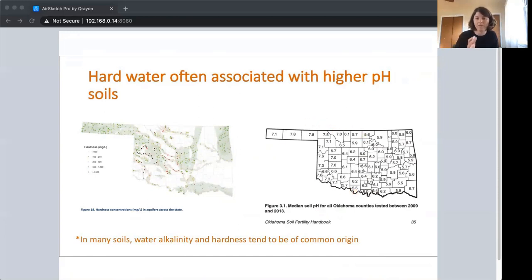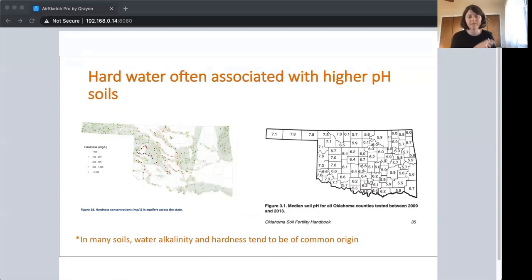The western half of the state tends to deal with these alkaline soils, greater than pH of 7. And you see this note at the bottom that in many soils, water alkalinity and hardness tend to be of common origin, which is why we tend to see them go hand in hand.